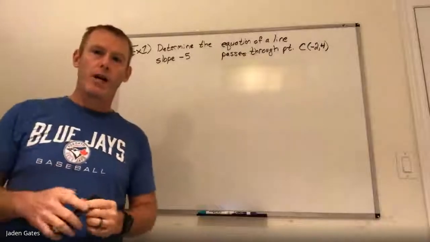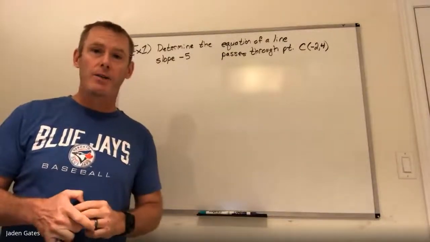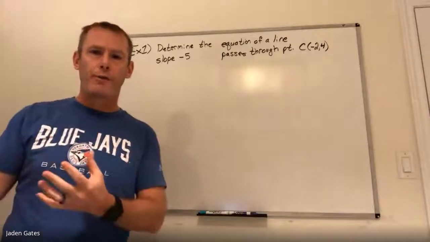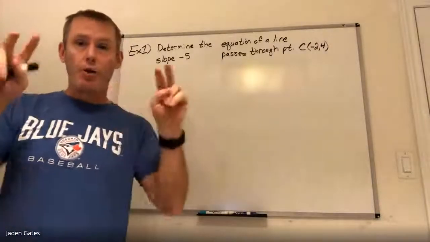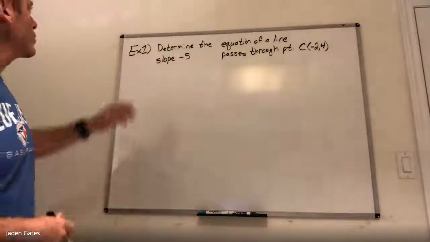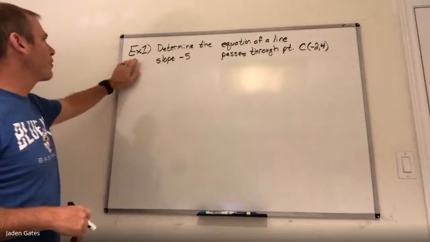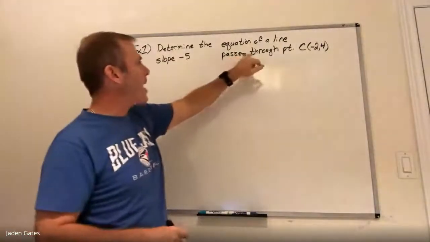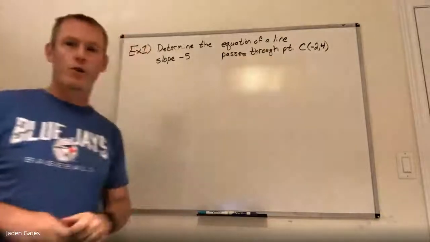Last class, we looked at finding the equation of a line, but we used a graph. Now we're going to do it algebraically. It means no graph, just information that we have. And so example 1 here is: determine the equation of a line that has a slope of -5 and passes through the point C here, (-2, 4).